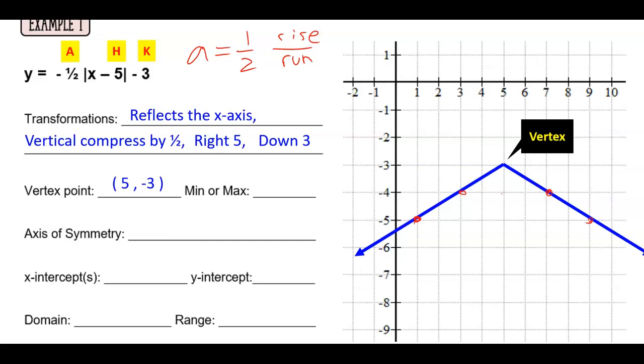If there's no compression or stretch, it's 1 over 1. Yeah. Good question. Now, is this a min or a max? What do you think? Max. Why is it max? It's at the top of the upside down V.